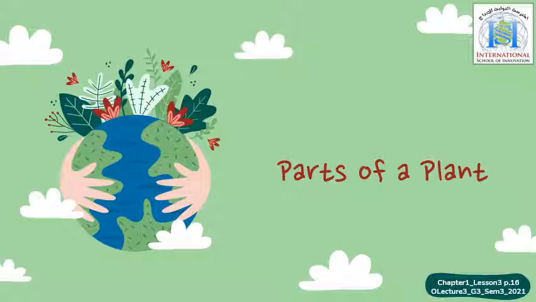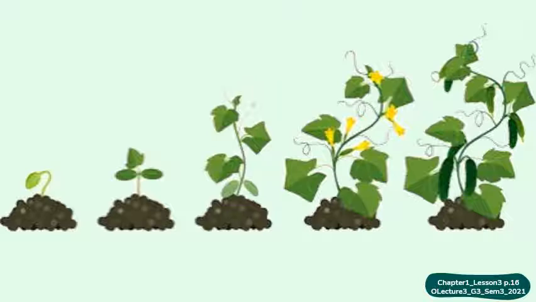Welcome to the science lecture video number 3 for semester 3, and we are still talking about parts of a plant. Plants are living things. They need different things from their environment to grow and to reproduce. And they also show different parts. The hidden part of a plant is called the roots. Plants also have stems.